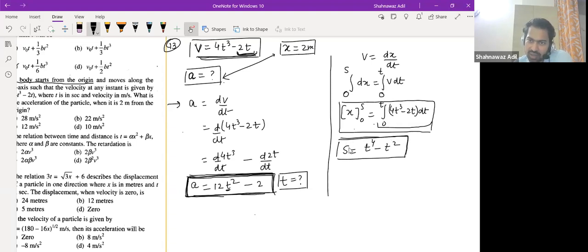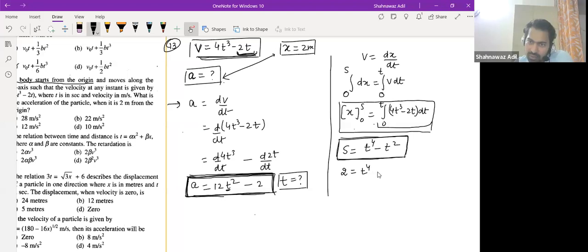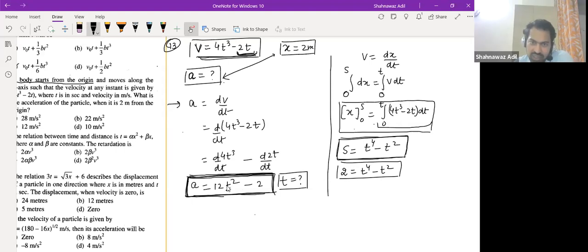This is the distance. But in the question, what is given? The distance is 2 meters. Yes, sir, so this is 2 and this is t to the 4 minus t square, right? So this equation will give us what? Time. Remember, we need time to calculate the acceleration. So this is t to the 4 minus t square minus 2 equals 0. This equation is not a 10th class question, but a 10th class question. What is the degree of this equation?